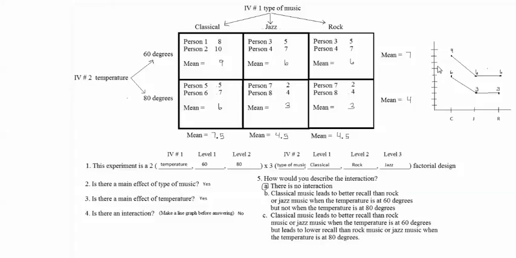But when we graph the lines, in the top row we have 6, 6, and 9 right here. And in the bottom row we have 3, 3, and 6, like this. And these two lines end up being parallel because the shape of this line is exactly the same as the shape of this line. So the two lines are exactly the same, which means that there's no interaction. And the effect of music does not depend on temperature in this case.